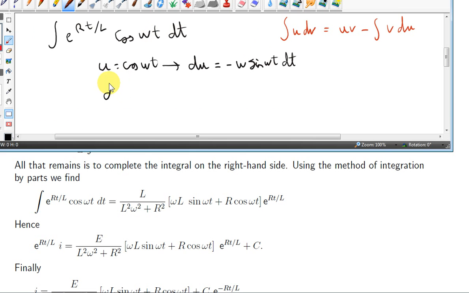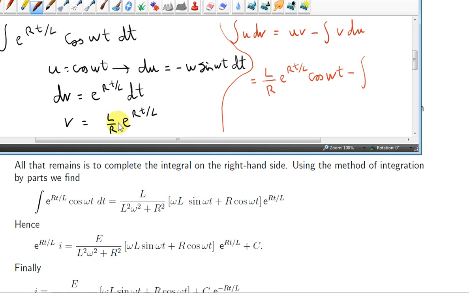So if u is cos omega t, then dv is e to the RT over L times dt. Integrating here, we differentiated the cos function, we integrate the exponential function. If we integrate the exponential function, we get it back. But then we must divide by the coefficient of t, divide by R over L. That's the same as multiplying by L over R.